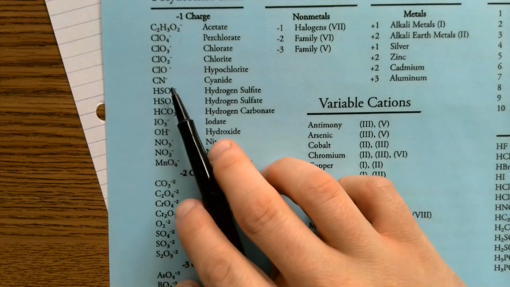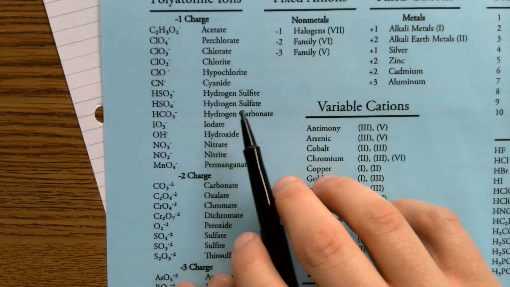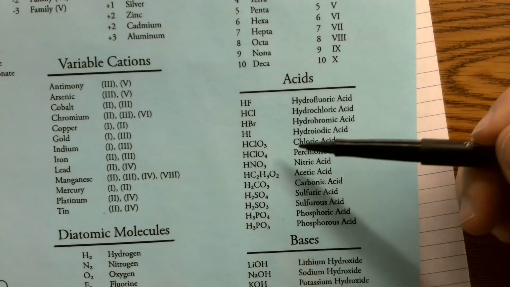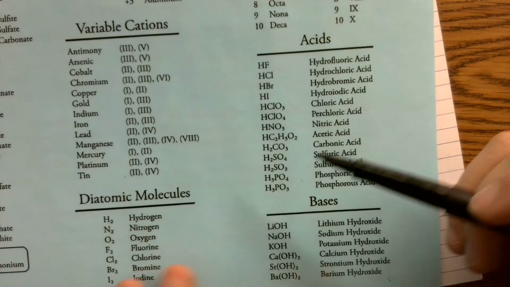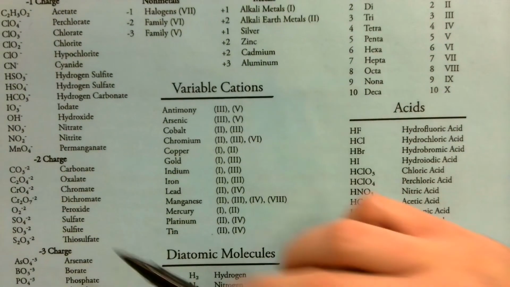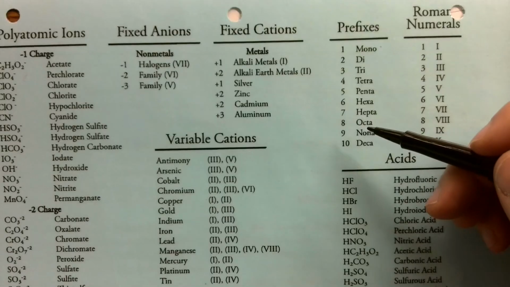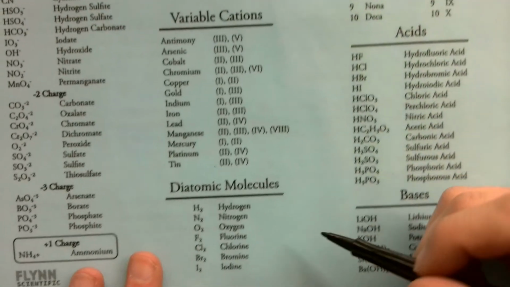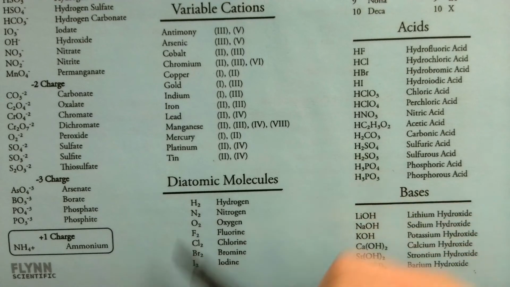All right? There are a few over here that start with H, and I threw them in the polyatomic ion list. Okay? But keep in mind that if it starts with an H, most of them are most likely going to be somewhere in this category. Okay? So we've covered almost everything on this blue page: polyatomic ions, variable cations, acids and bases. We've talked about the prefixes. You should know your Roman numerals.